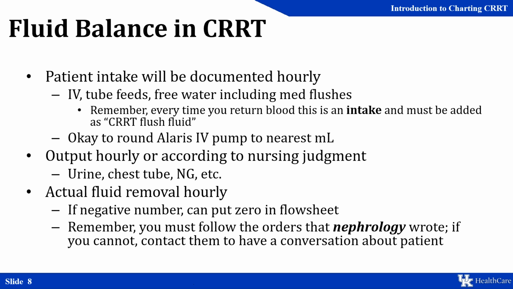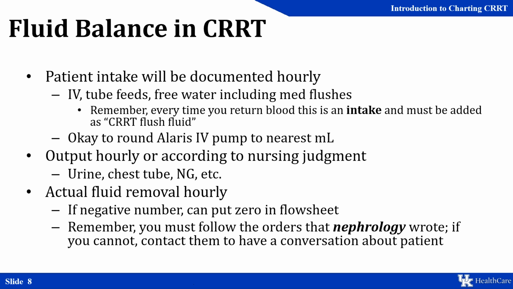For example, if you have an NG tube to low wall suction putting out 50 per hour, this is a good idea to chart hourly. However, if you have a chest tube that only makes 8 cc's of output per shift, I would just wait till 6 p.m. or 6 a.m. and chart it then. Actual fluid removal or patient fluid removal on the machine should be documented hourly.